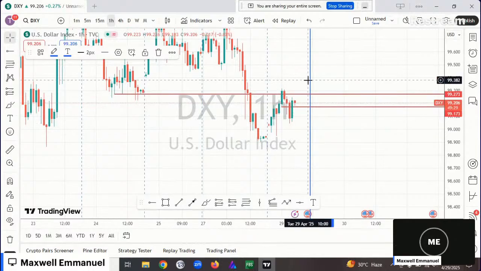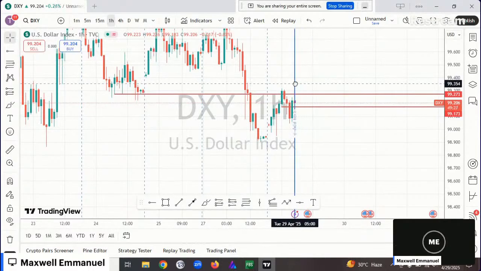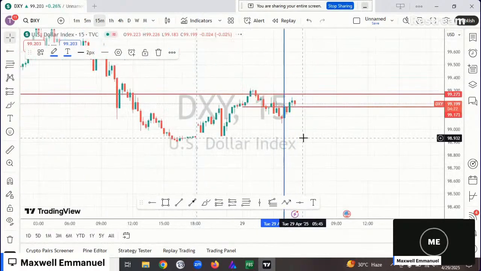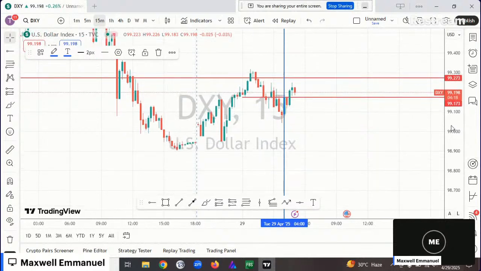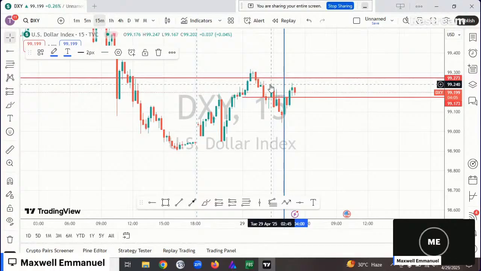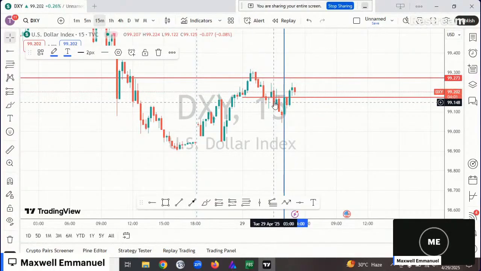This pullback, probably if fair value gap was created, let's go down to lower time frame. Let's see 15 minutes. Could be a fair value gap was created here, then price pulled back at this point to fill that fair value gap, and a lot of retail traders would have executed sell after the formation of this candle, or after the formation of this engulfing pattern.